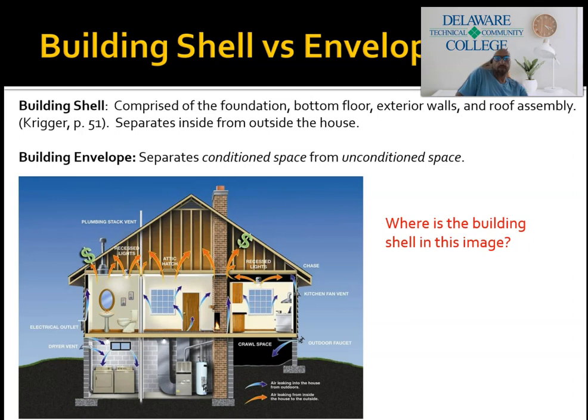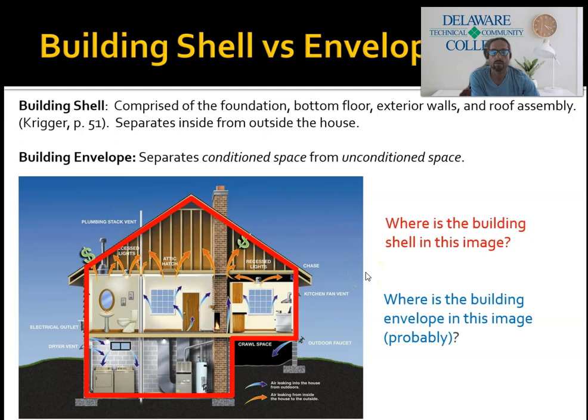So first of all, let's look at this image. Where's the building shell? Feel free to press pause. The shell is pretty clear. It's the outside of the building, so that's outlined in red here. What about the building envelope?